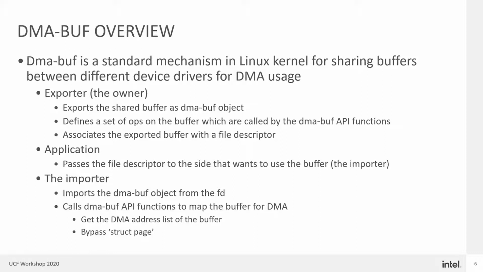The exported Dma-Buf will be associated with a file descriptor. That file descriptor is passed up to the application in user space. The user space application can then pass the file descriptor to the side that wants to use the buffer. That is called the importer. The importer will then call the Dma-Buf API function to import the object based on the file descriptor, and then get the address mapping for the buffer. By doing this, it doesn't need to deal with struct page.